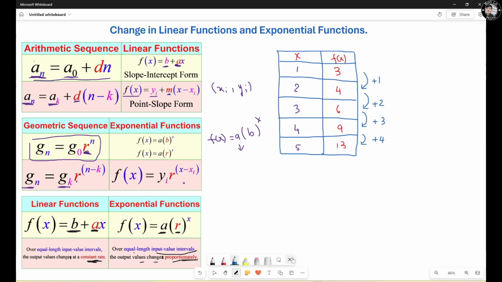Alright, so we see that this one right here is not a constant, so it's not a linear function. And then for this one right here, there is no common ratio. This is not an exponential function either. So this table does not represent a linear function or an exponential function.